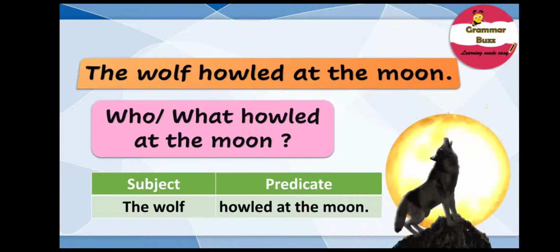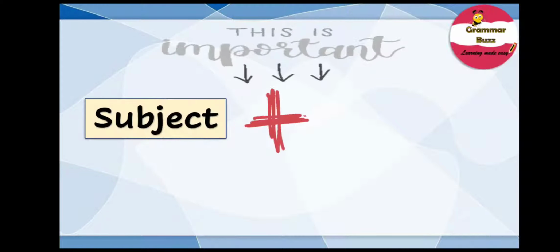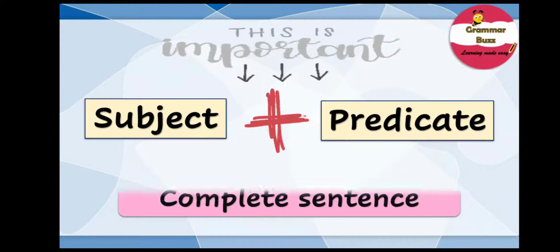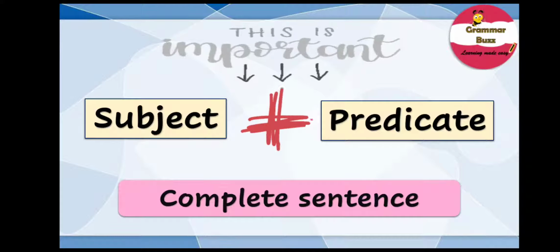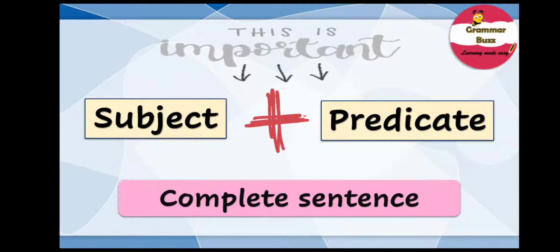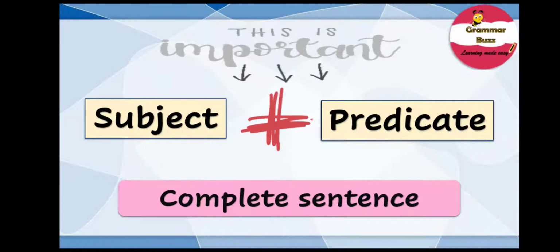Well, there is something important for us to remember, and that is we need both a subject and a predicate to make a complete sentence. If we have only one part, it is not a complete thought. Remember, if we have only one part, either the subject or the predicate, it cannot make a complete thought, and neither a complete sentence. Let us discuss this in a little detail.